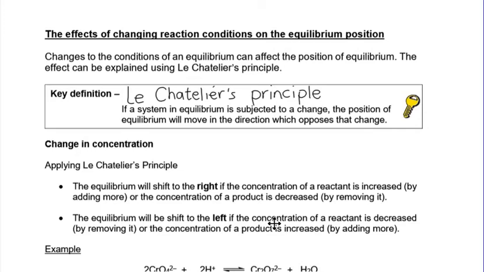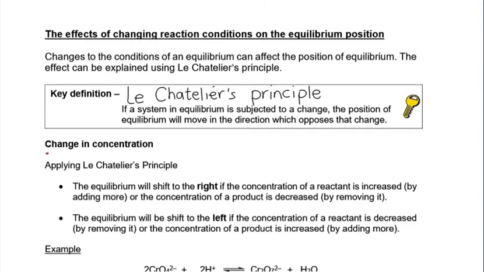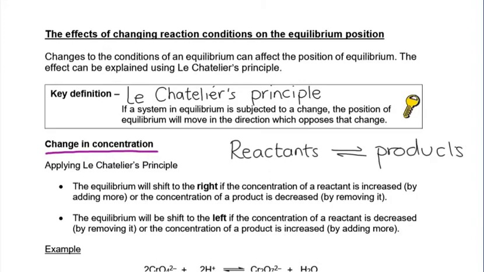So we're going to take each type of change in turn. We're going to start with changes in concentration. So let's just remind ourselves that when we're looking at Le Chatelier's principle, we're putting reactants on the left and products on the right, but we've got both present because we're in a position of equilibrium. It might be that it's to the left and we've got more reactants. Might be that it's to the right and we've got more products, but we've got everything present.